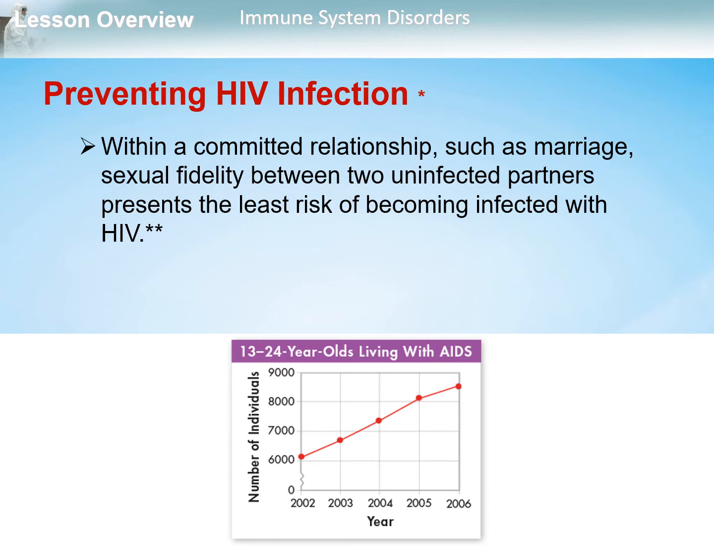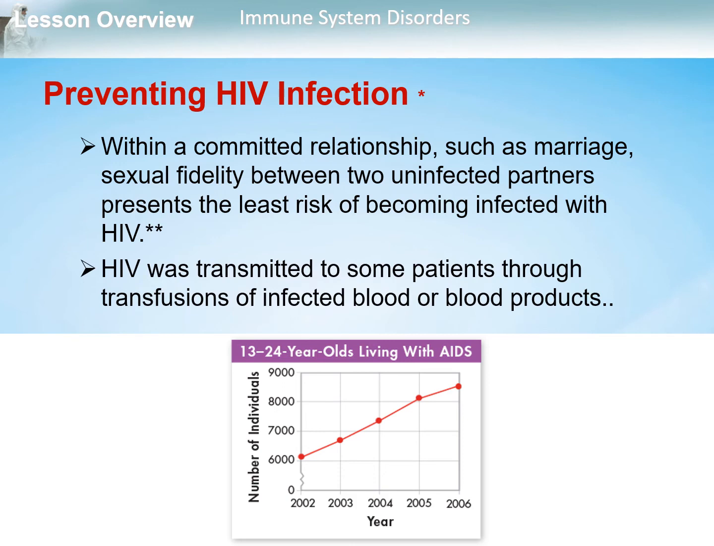The graph here shows the increase in cases among 13 to 24 year olds living with AIDS in the United States. The number of individuals is shown on the y-axis, and on the x-axis is the year in which the progression of the disease has occurred. HIV was transmitted to some patients through transfusions of infected blood or blood products, as I have mentioned a while back.